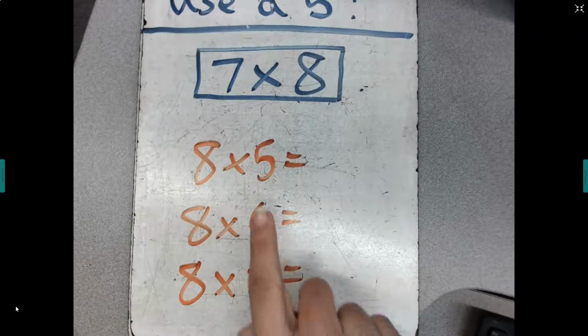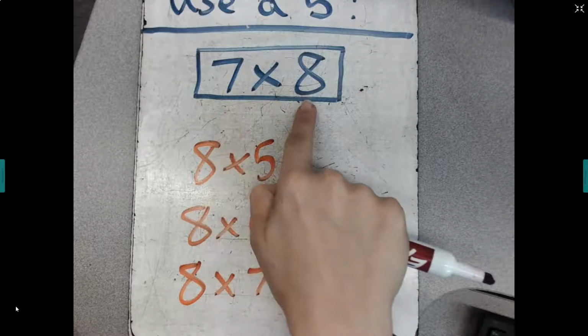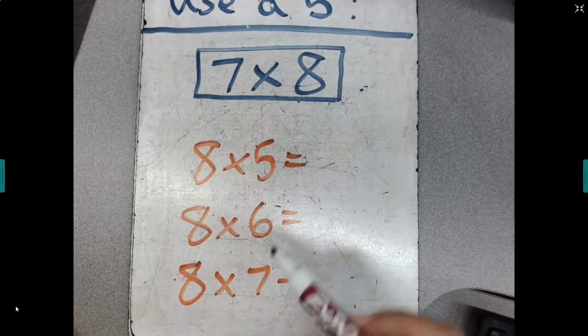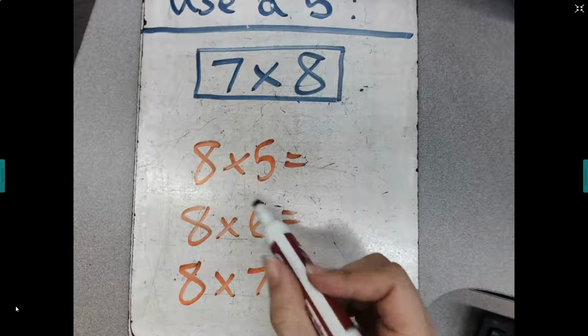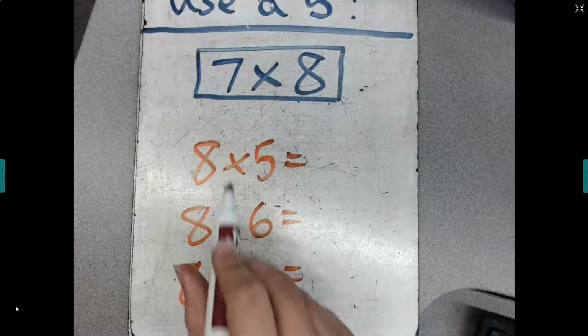This time I have 7 groups of 8. So I'm looking for 7 groups of 8 or 8 groups of 7 here. So I'm going to start with my 8s fact this time. And remember, I could have also started with my 7s fact.